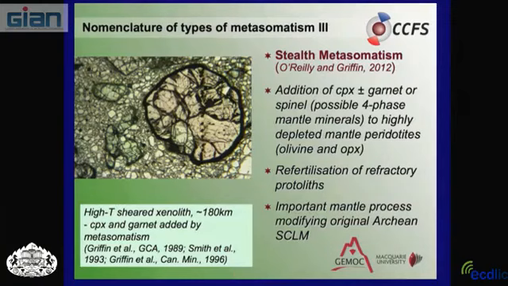And the last one was defined very recently by Sue O'Reilly and Bill Griffin in 2012. It's a new kind of metasomatism. They call this one stealth metasomatism because in this case, you add phases you already have in your rocks. I mean, you have addition of new clinopyroxene or garnet, for example, or spinel in peridotite, and you have, in fact, refertilization of a refractory protolith.